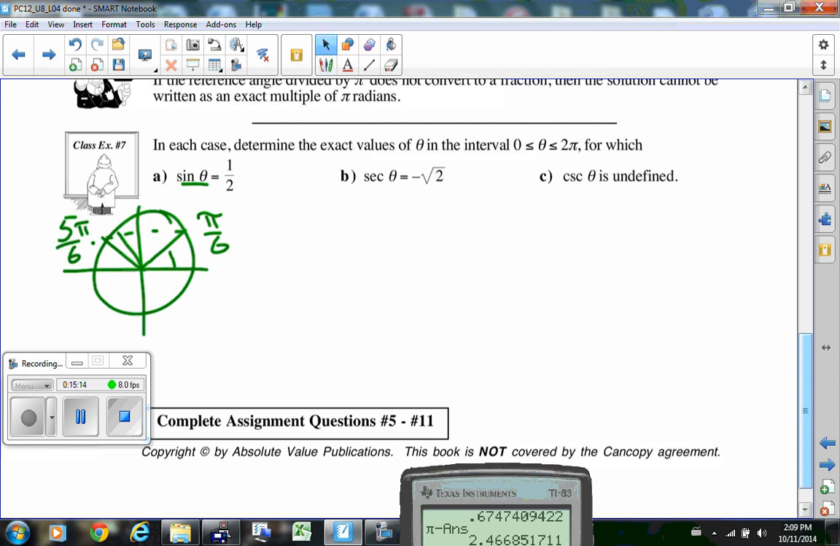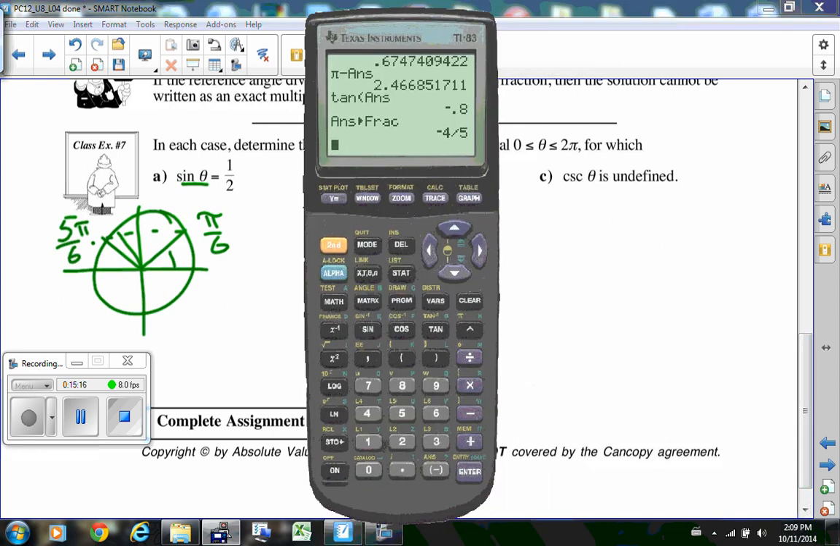If I want to confirm that, though, I could go sine inverse of 1 divided by 2. Oh, that's a yucky number. But remember, that number represents pi divided by something. So what I'm going to do is divide out my pi. Then I can math frac that number. Oh, it is pi sixths. Beautiful.